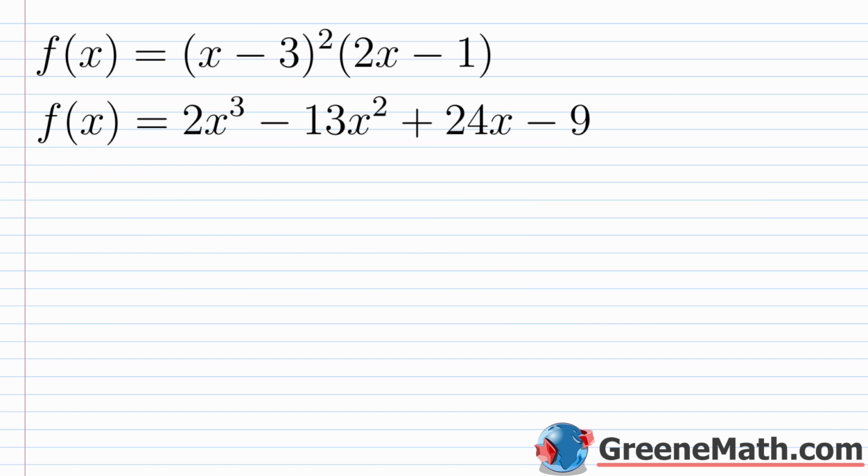Okay, let's look at the example. So here I have f of x equals the quantity x minus 3 squared, and then times the quantity 2x minus 1. And I've put this right here as f of x equals 2x cubed minus 13x squared plus 24x minus 9, if you want to see it being simplified.